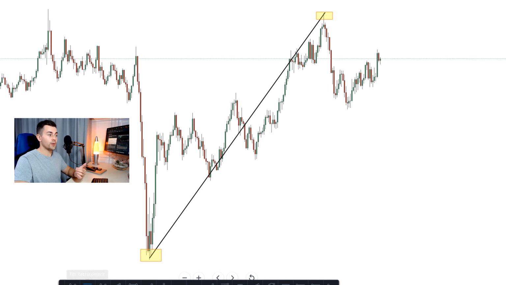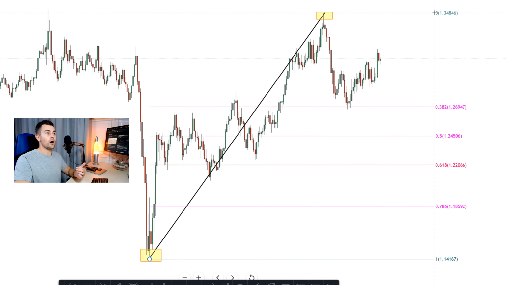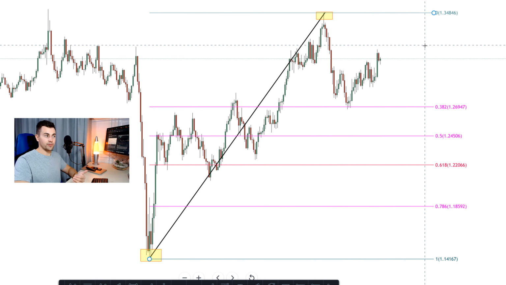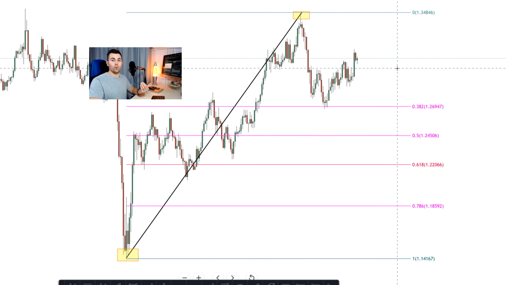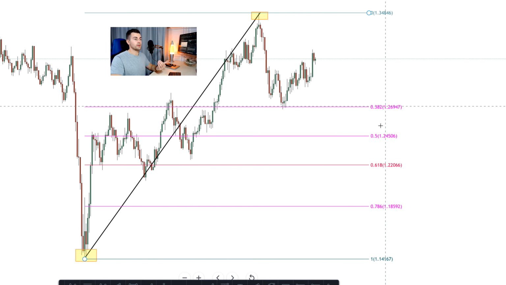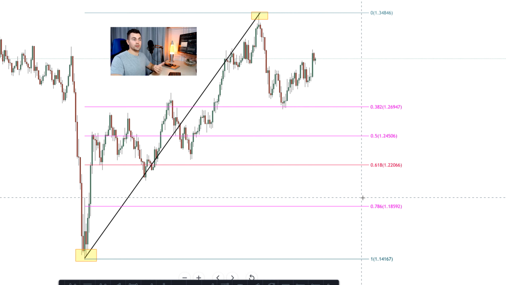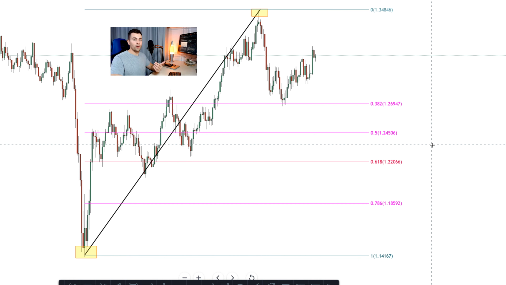Yes, so I take my Fib retracement tool, and from swing low to swing high, I draw our Fib levels. So here we have our levels, the 382, the 50%, the 618, and 786. So where will be our key levels?